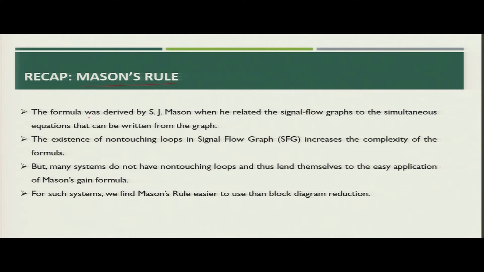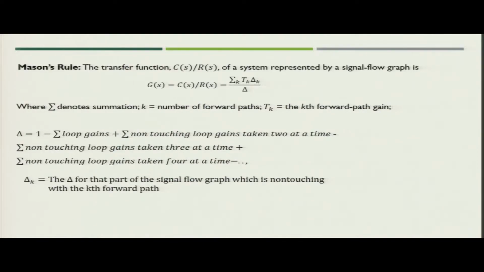What we discussed about Mason's rule is that this particular formula was derived by S. J. Mason when he related the signal flow graphs to the simultaneous equations that can be written from the graph. The existence of non-touching loops in a signal flow graph increases the complexity of this formula. But most systems you see in real time do not have non-touching loops. So the application of Mason's rule is easier for those kinds of systems, and we find that Mason's rule is very easy to use compared to block diagram reduction. So, let us see what Mason's rule was.